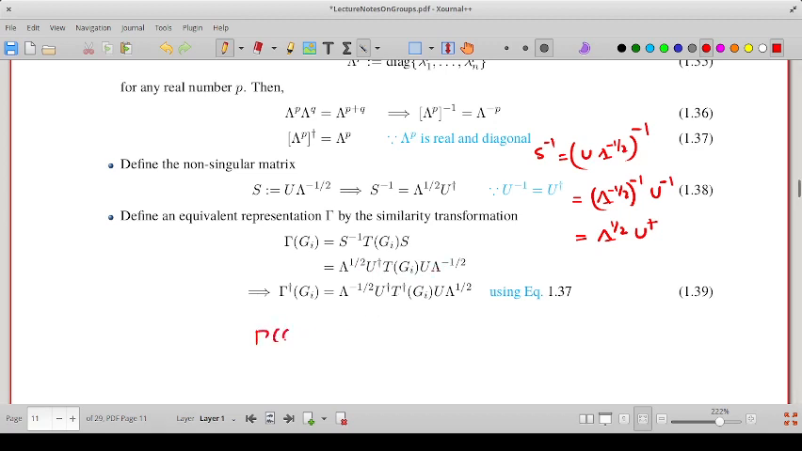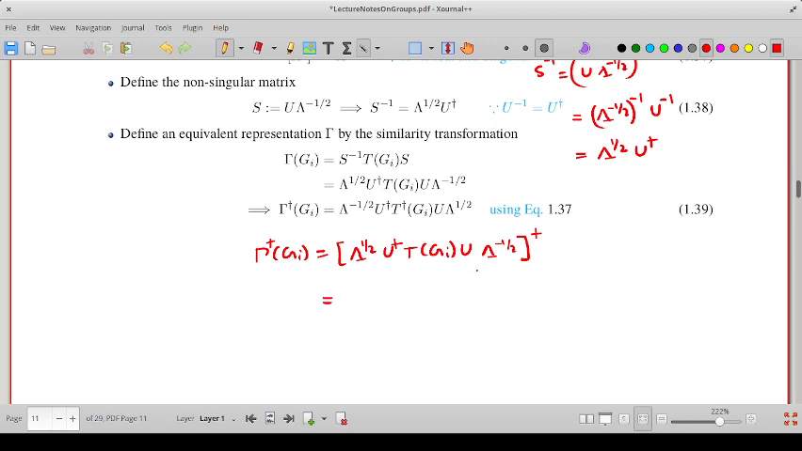If I take the adjoint of gamma gi, which we denote by this gamma dagger symbol placed here, it is equal to the adjoint of gamma to the power half U dagger T gi U gamma to the power minus half. So this is equal to the product of the adjoints of these matrices taken in the reverse order. So I will have first gamma to the power minus half dagger, then U dagger, then T of gi dagger, then this U dagger dagger, and gamma to the power half.